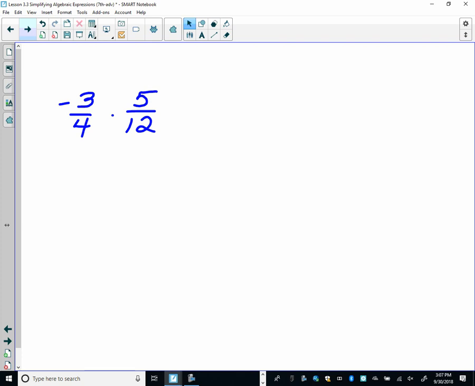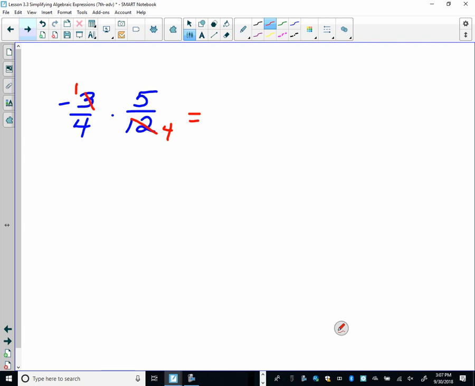Negative 3/4 times 5/12. Remember, for multiplication and division only, you can use the shortcut. You can actually simplify first before you multiply or divide. So in this case, we need to look for two numbers that share common factors. One has to be the numerator, one has to be the denominator. So we could work with 3 and 12. 3 is a common factor of both 3 and 12. So 3 goes into 3 once, 3 goes into 12 4 times.